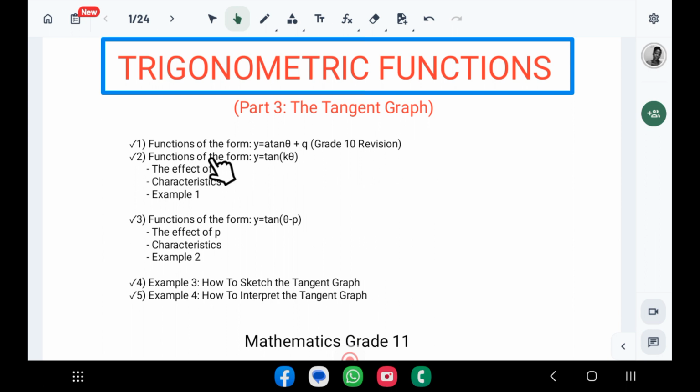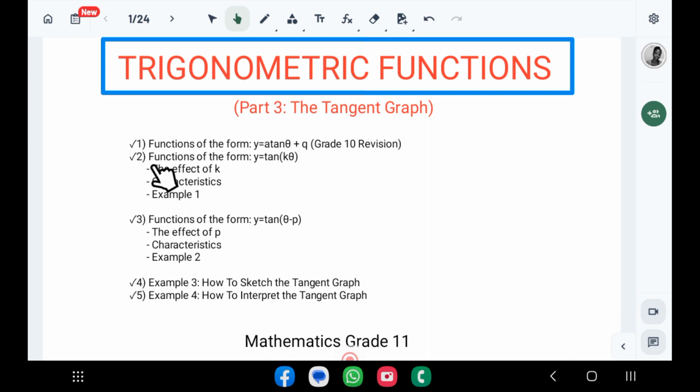In detail, we're going to look at number 1, functions of the form y equals a tan theta plus q, which is basically grade 10 revision. We've looked at this. I've already done a video on this one. Please go watch the video. I'm going to also attach it in the description so that you can easily access it.